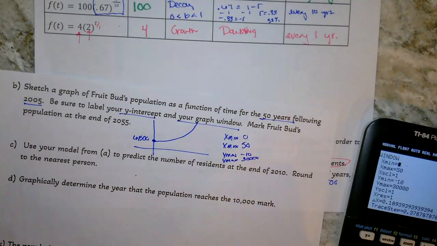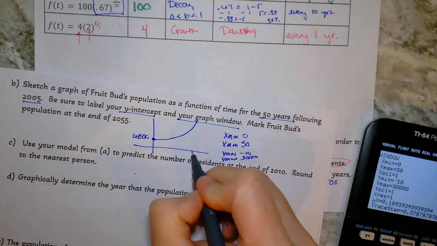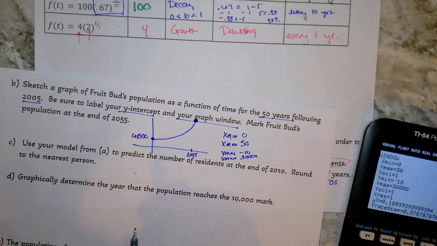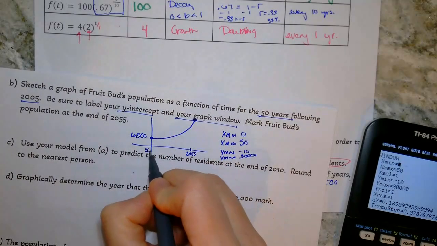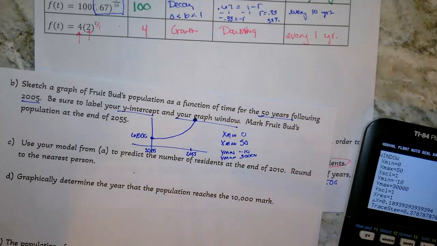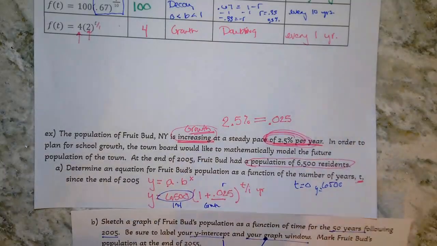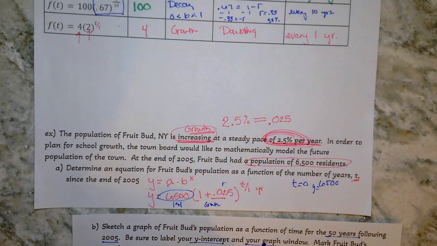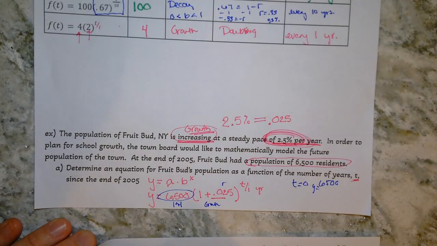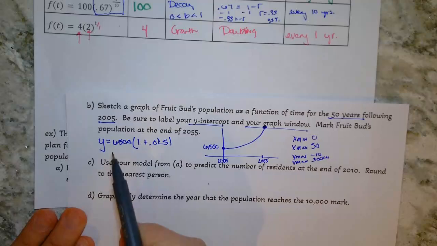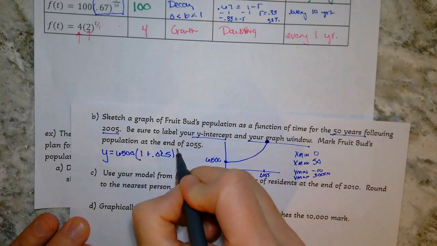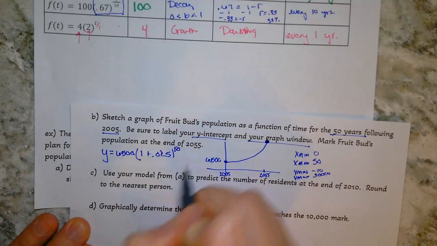Mark your fruit buds population at the end of 2055. So this represents 2055. Okay. So if we went 50 years, and this started at 2005, I want to know what my population is at 2055. So I'm going to say y equals 6,500. Just got to copy my formula down. Okay. So y equals 6,500 times 1 plus 0.025 to the t. Now we said that's 50 years later, so I am going to plug in 50 for t.